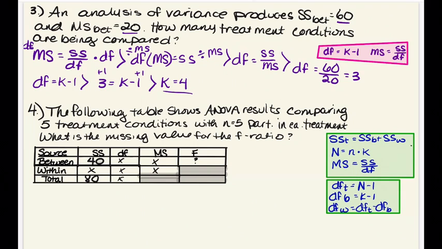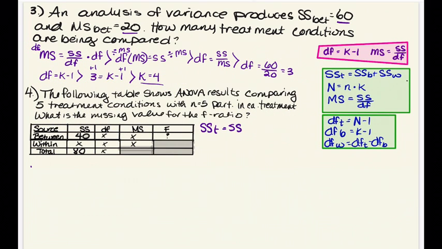Our next question gives us a partially filled out ANOVA table and tells us that we have 5 treatment conditions and how many participants in each treatment. We're given the values for SS between and SS total, and we need to find the missing value for the F ratio. We'll start with our sum of squares formula. Because we have the SS between and total, we can easily find the within by solving for SSW.